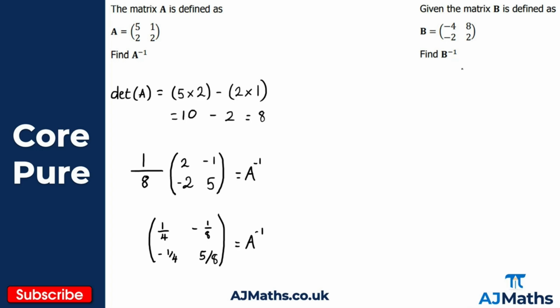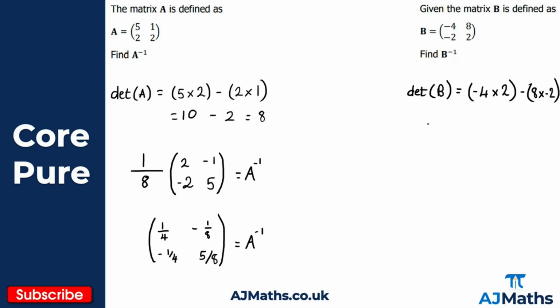Let's take a look at this one now. We've got the matrix B here, that's minus 4, A, minus 2, and 2, and we're asked to find B inverse. Again, we just start by finding the determinant of the matrix B, so we need det B. Again, nice and straightforward. We find the product of the main diagonal, so minus 4 times 2, and then we subtract the product of the other diagonal, so that's going to be minus A times minus 2.